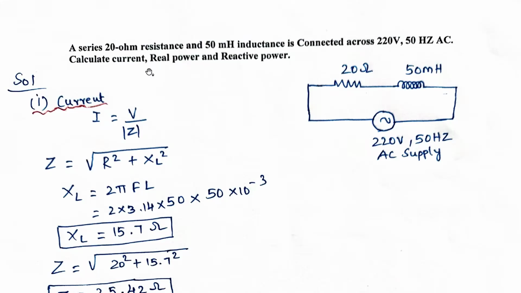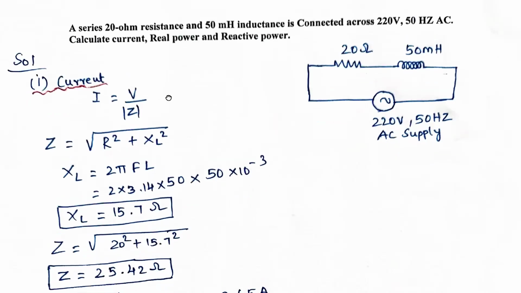As I said before, by seeing the problem, first we need to formulate the circuit. So here resistance and inductance are connected in series. That's why series R and L. So for R and L you need to draw 20 ohms and 50 millihenry connected to a 220 volts AC supply. After that, first we need to find out the current.